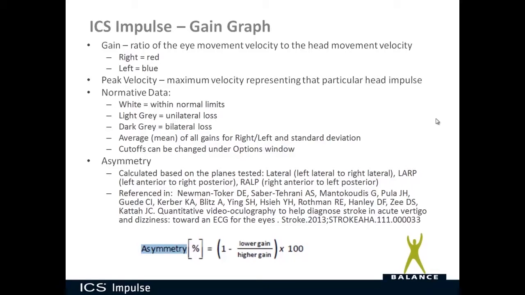Let's talk about the asymmetry. This is calculated based on the planes tested. This asymmetry ratio that is given to you in the gain graph looks at the left lateral to the right lateral, looks at the left anterior to the right posterior for LARP, and for RALP it looks at the right anterior to left posterior. And the formula for the asymmetry ratio was based on a publication by David Newman-Toker et al.